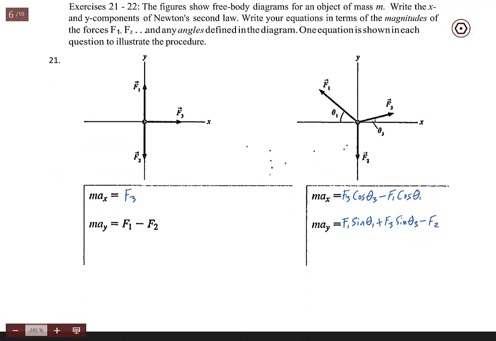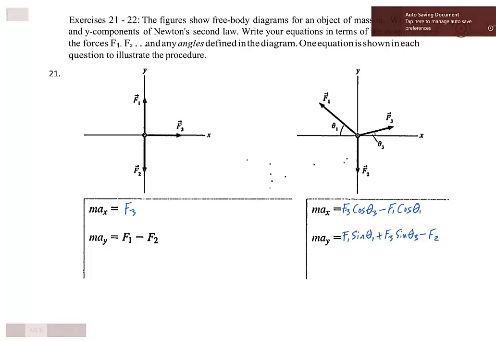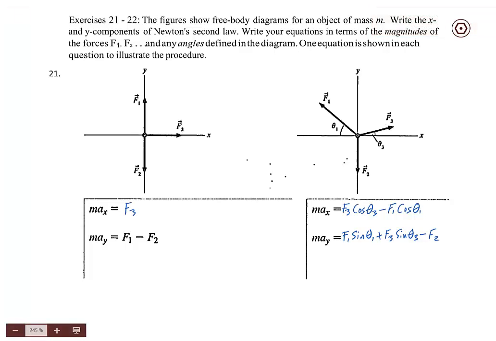Looking at 21, we have figures that show free body diagrams for an object of mass m. Write the x and y components of Newton's second law. Write your equations.